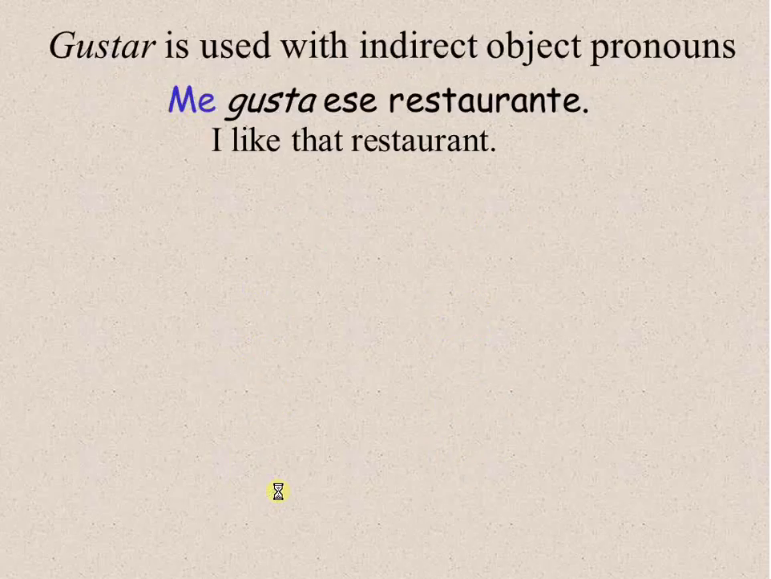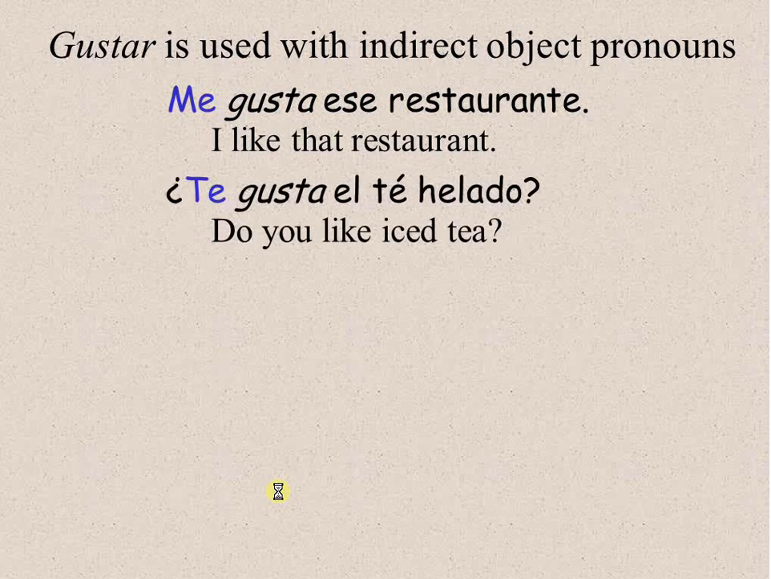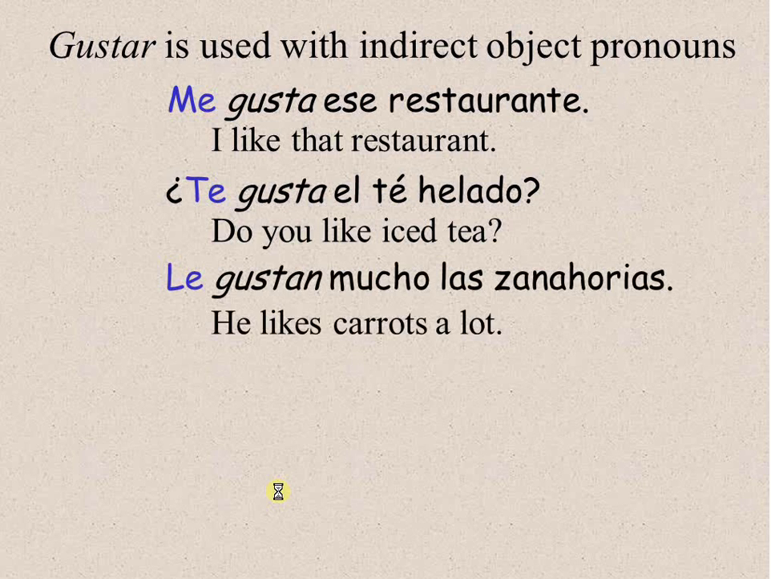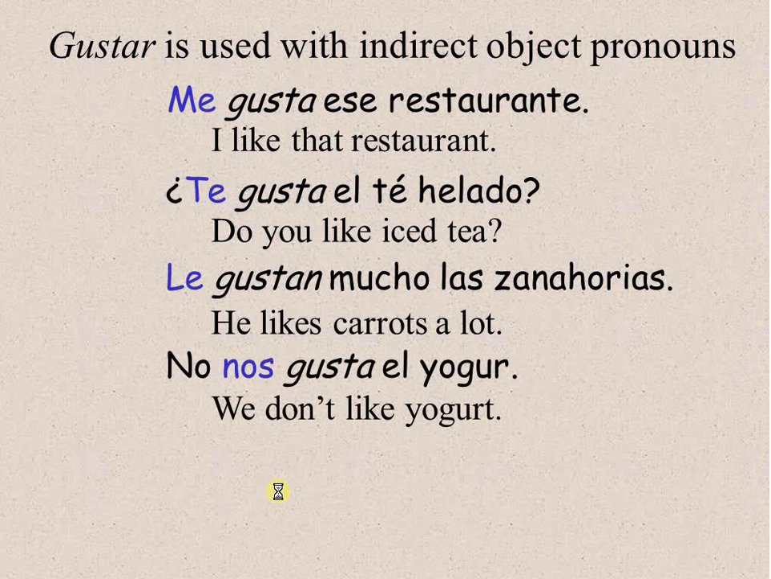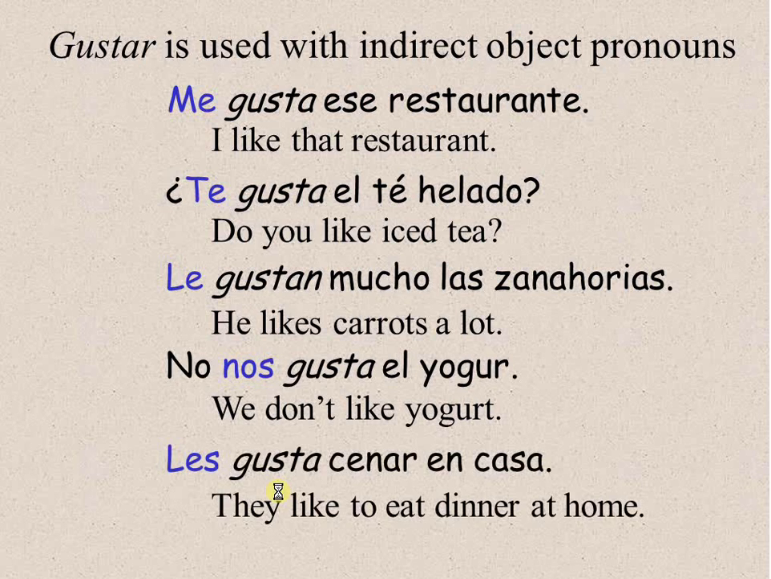Let's see some examples. Me gusta ese restaurante. ¿Te gusta el té helado? Le gustan mucho las zanahorias. No nos gusta el yogur. Les gusta cenar en casa.